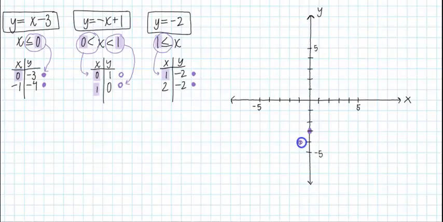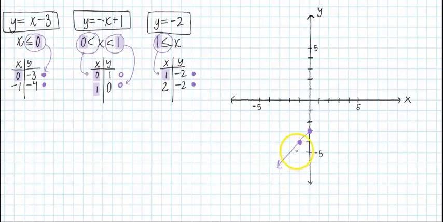And since it's just passing through that point, I know it's a closed circle. Starting from the endpoint, I'll draw my straight line, pointing to the left. This first piece is usually always going to be the piece all the way to the left of the graph, so it's pointing to the left.